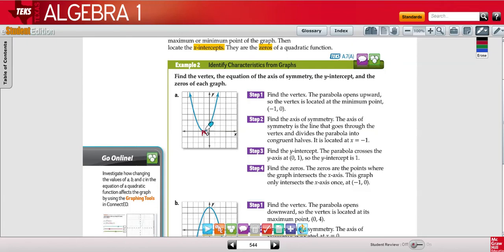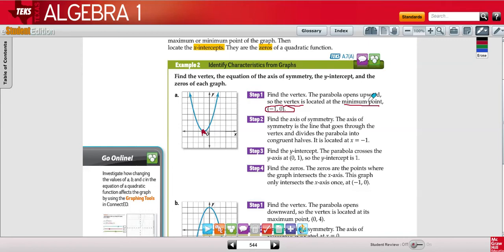That is where our vertex is. That point is at -1, 0. So what I want you to write down, not this entire step, I want you to write vertex, and I want you to write minimum point, and I want you to write the actual point down, -1, 0.